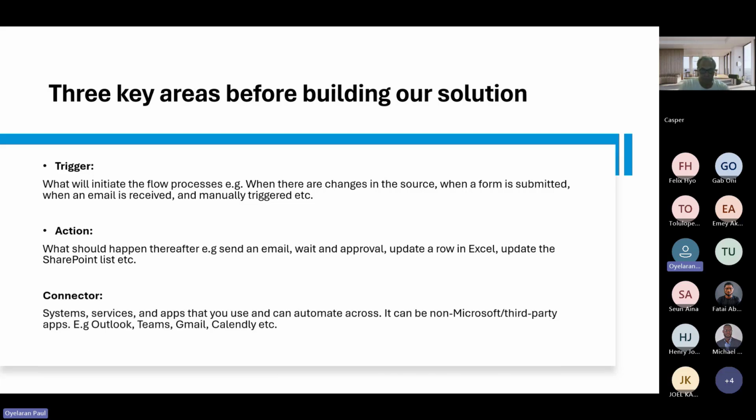Then the third part is the connector. Connectors are the systems, services, and apps that you can actually use to automate your processes. They can be Microsoft apps or third party. Examples of these connectors are Outlook, Teams, Gmail. We have Google as well as a connector. They are even numerous, I just cited some here. So these are the key areas that we always work with, especially in the solution we'll be building now, and subsequent solutions that we'll be working with as well.